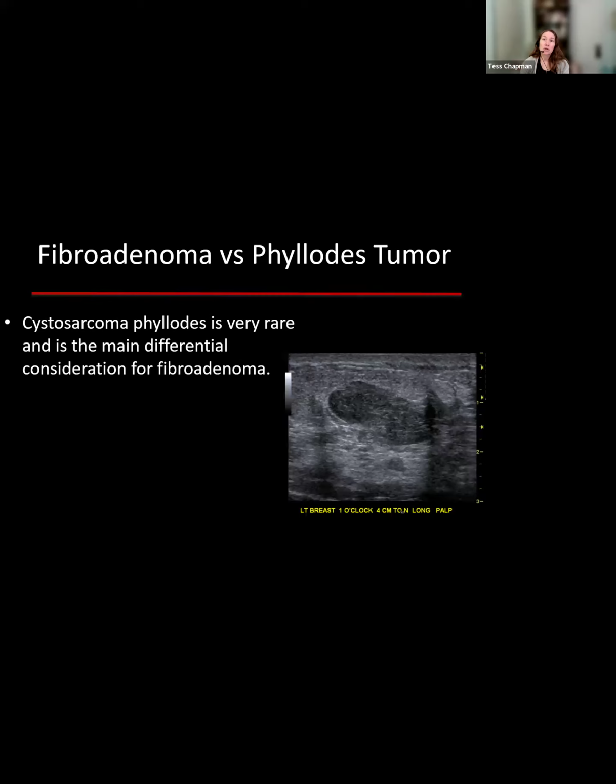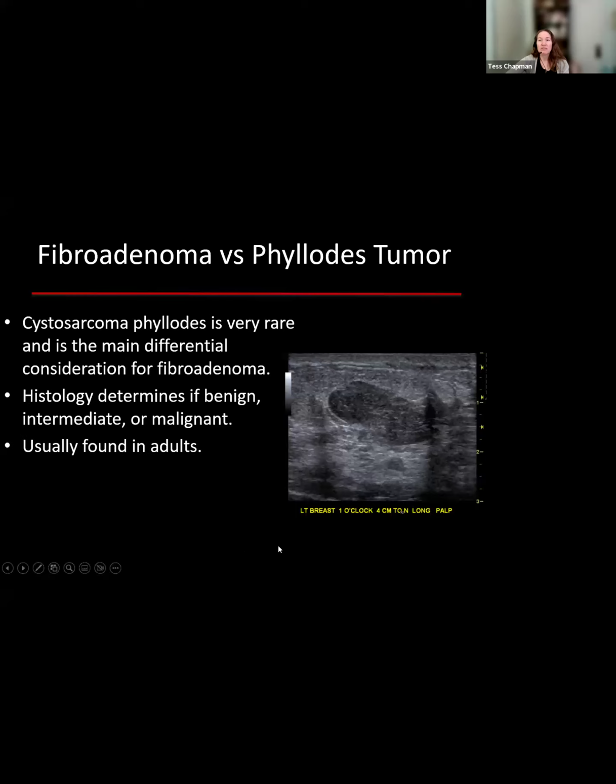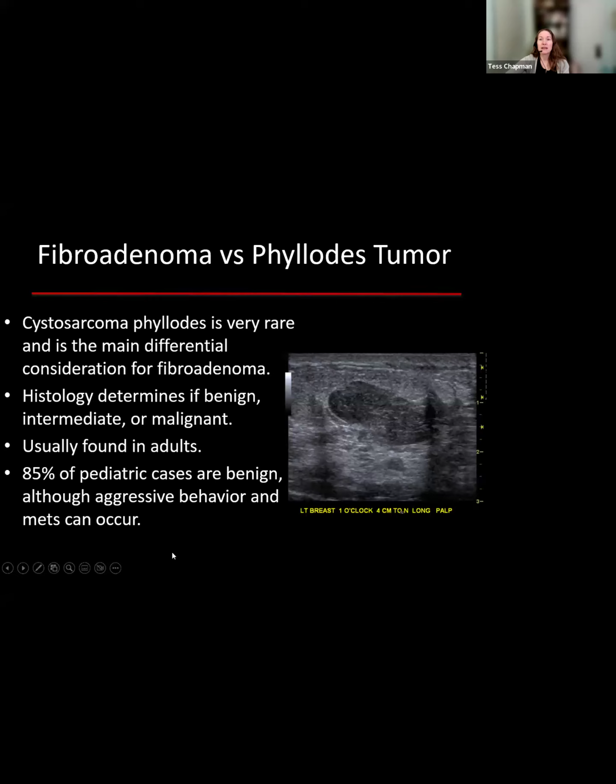Cystosarcoma phyllodes is a very rare tumor. It is the main differential consideration for fibroma. And the histology of a phyllodes tumor determines if it's benign, intermediate, or malignant. We cannot tell as radiologists. It's usually found in adults, and 85% of cases are benign. And the only thing we're going to rely on is size, which I'll emphasize in a moment.